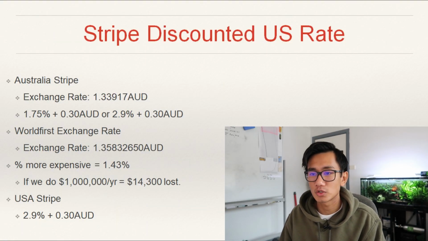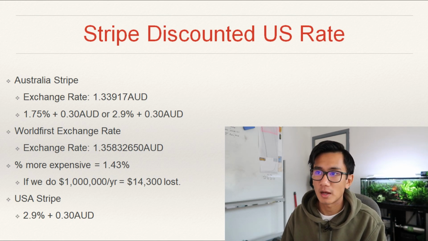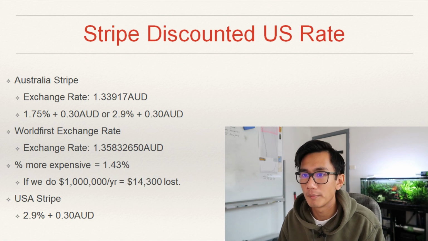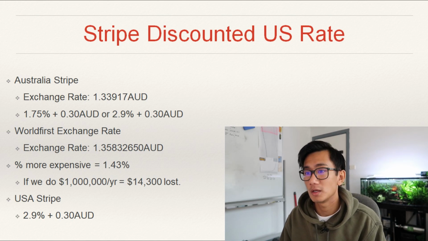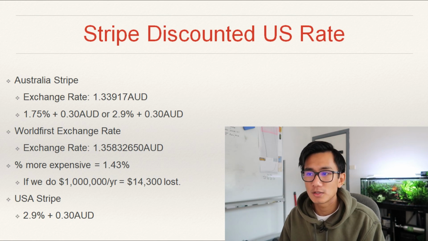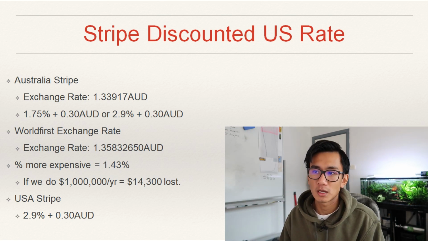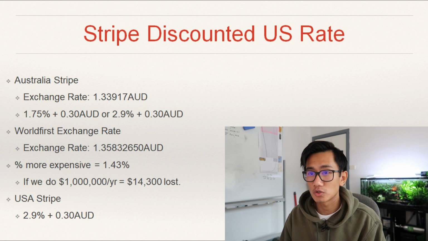So let me go over, this is really important, the discounted rate, or how much you save from having a USA Stripe account or a US bank account. Here's Australia's exchange rate, at the time I made these slides. It's $1.34. Now if I use World First, which is an international bank account that I have, their exchange rate is $1.36. So that means it is 1.43% more expensive to use Australia Stripe.